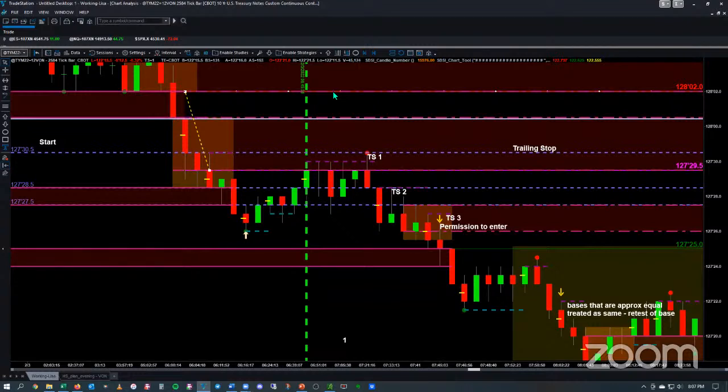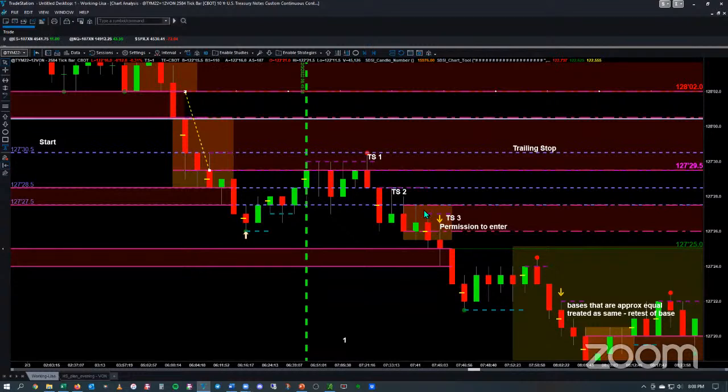And now at this point here, you have permission to enter down there at TS3. So you're already in the trade at that point. So that's where you're looking to start adding on. Is that right? Well, the TS3 has nothing to do with the permission to enter. The permission to enter is the fact that I broke this swing low and that I'm continuing to show a downtrend. Okay, so your permission to enter means you can add on at that point? When a band is formed and price comes back to it, I'm allowed to enter and add one contract.